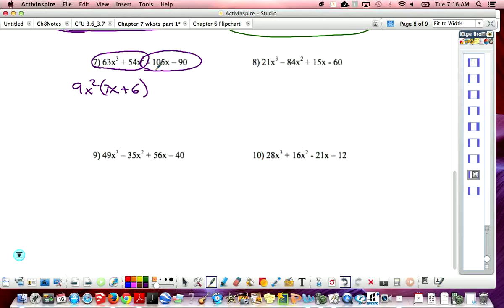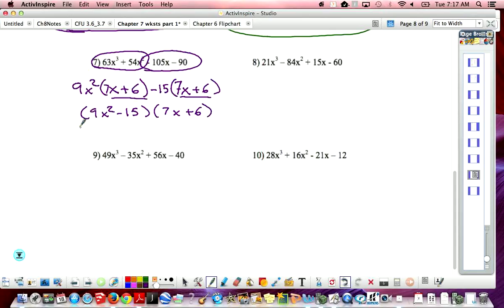Now this is kind of the tricky part here, or kind of a trick that I do, is sometimes I think, how many 6's go into 90? Well, 15. So I'm going to factor out a minus 15, because if I do, it's going to leave me 7x plus 6. Remember, these two have to match up. So I kind of use that thought as a way to figure out what I have to factor out. So I have 9x squared minus 15 sets of 7x plus 6. However, here's a little trick.